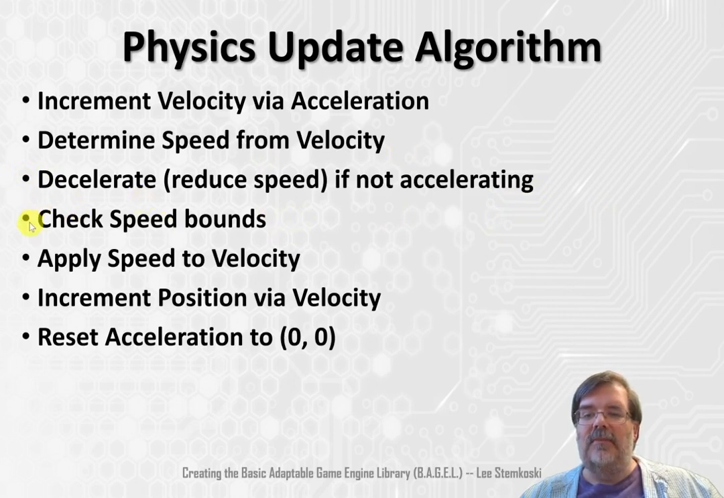Right? We're subtracting something from the speed. We need to make sure it didn't go below 0. And if we're accelerating, we need to make sure it did not go above the max speed. If it goes out of those boundaries, we need to set it back to a value within these boundaries, from 0 to max speed. Once we've determined what the speed should be, we'll reapply that speed to correct the velocity if we need to, and then we'll increment the position according to the velocity. When it's all done, we'll reset the acceleration back to 0.